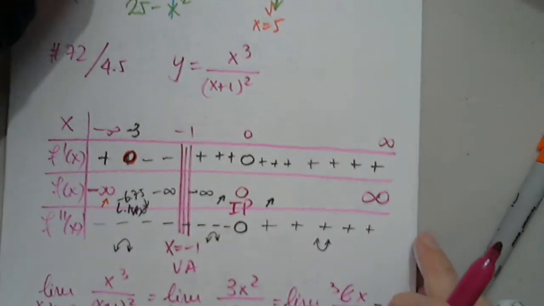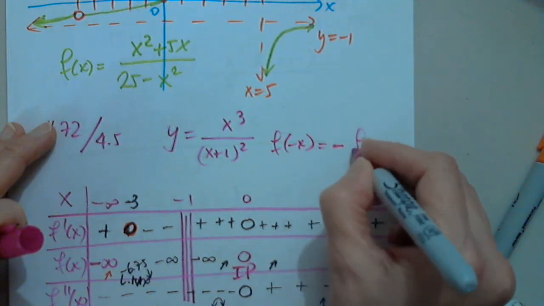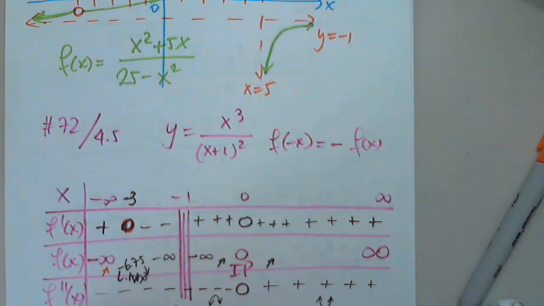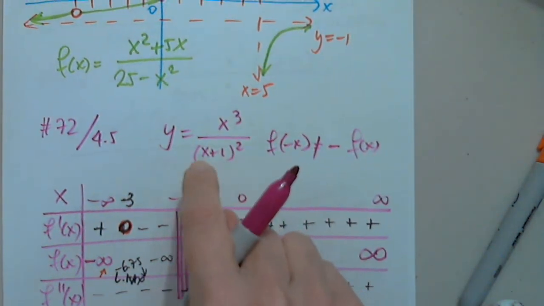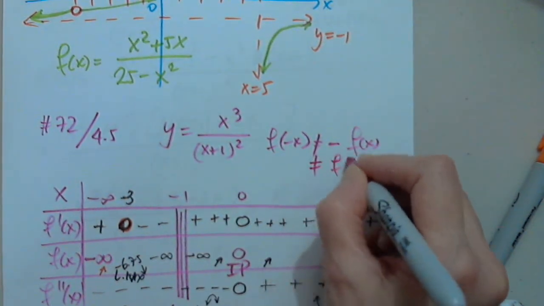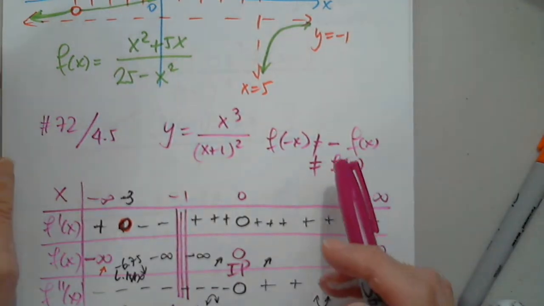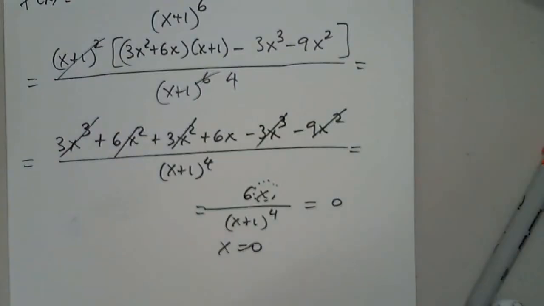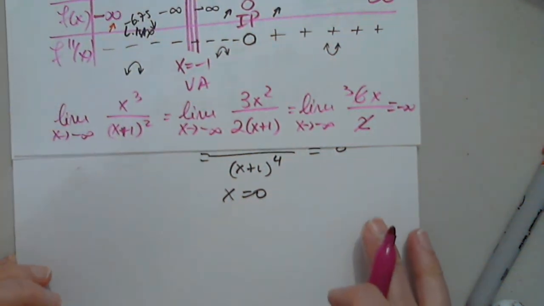So inflection point. Done. It's not symmetric. Actually, it is symmetric. Okay, so f of negative x is negative f of x. Because this doesn't... No, it's not. This one changes into negative x plus 1. It's very unlikely that a function with a slant asymptote will be symmetric, but it's possible. Okay, so now we have to find the slant asymptote.